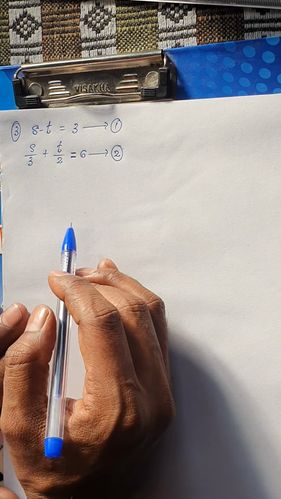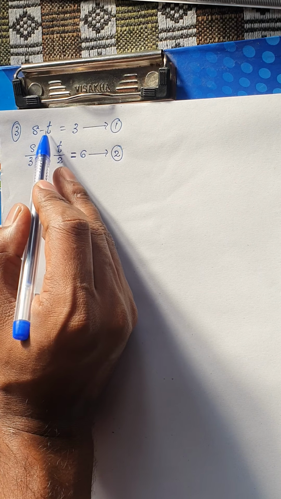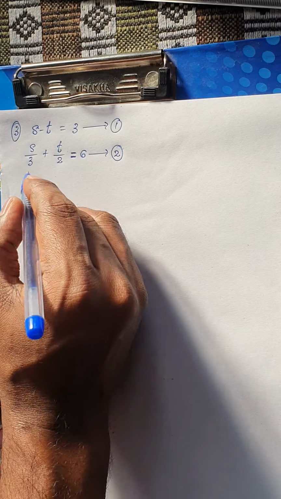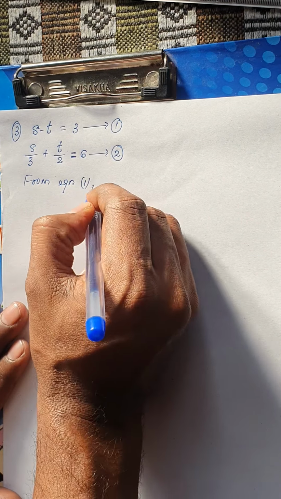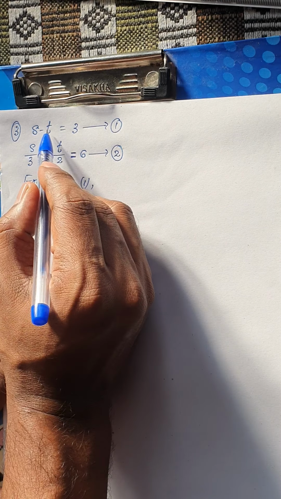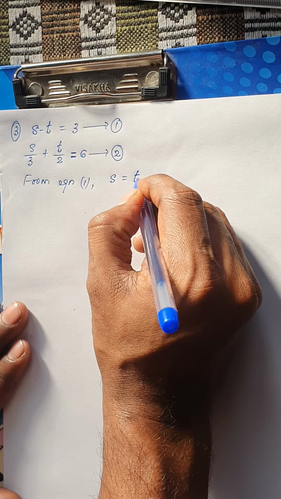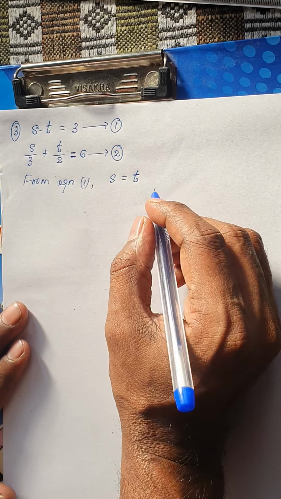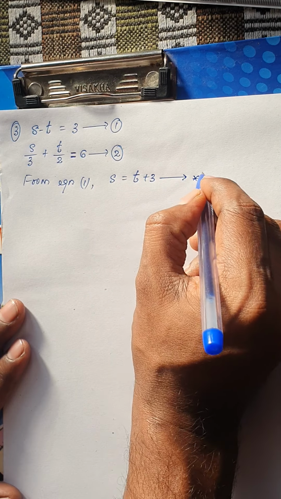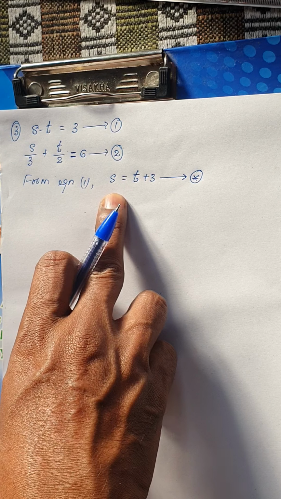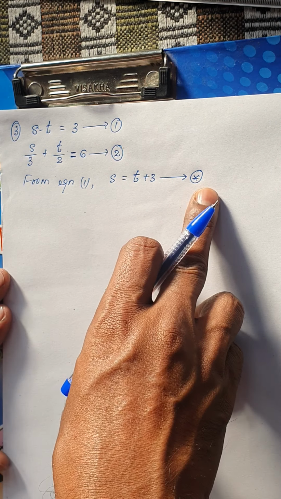Now look here, from equation 1 I can get s directly by just shifting t to the right hand side. From equation 1, I will get s is nothing but, when minus t comes to the right hand side, it will be plus t. So I will get t plus 3. This will be the substitution for s. Let me consider this as equation star.